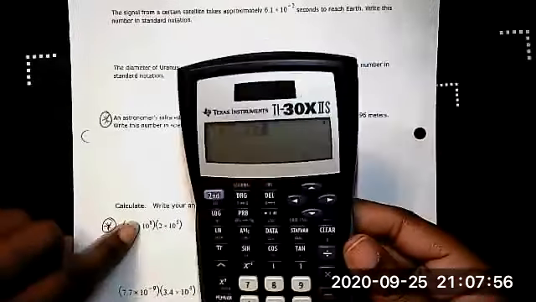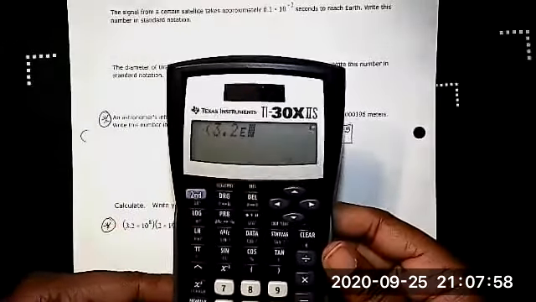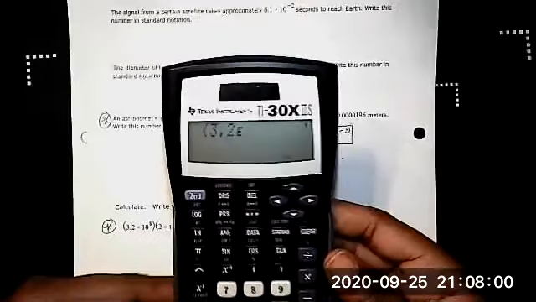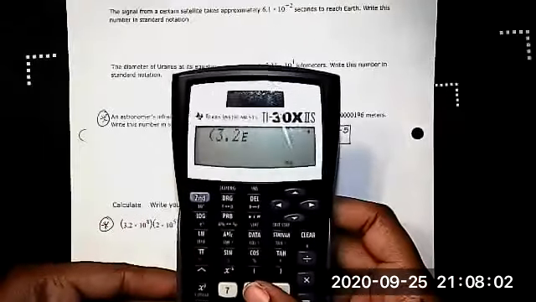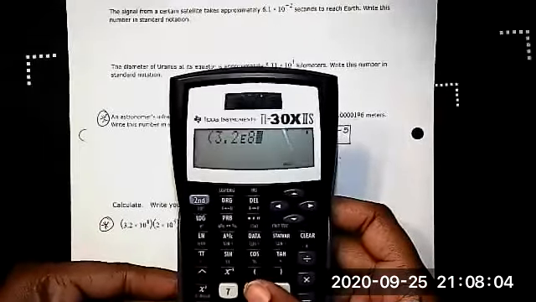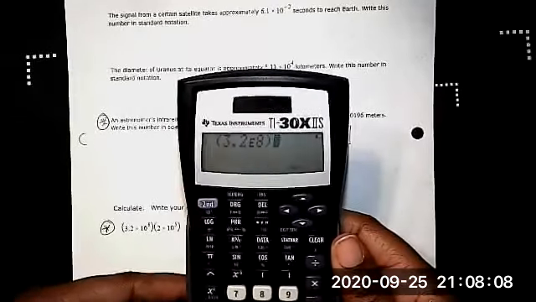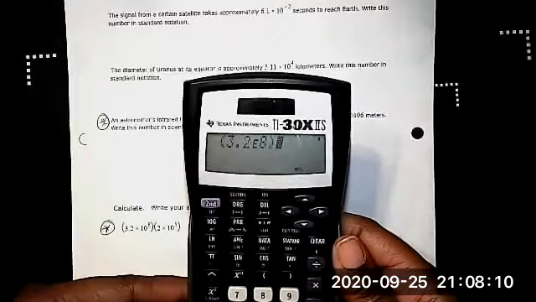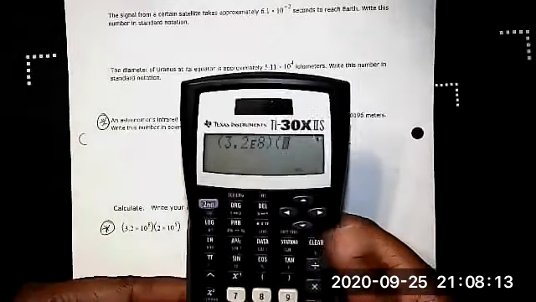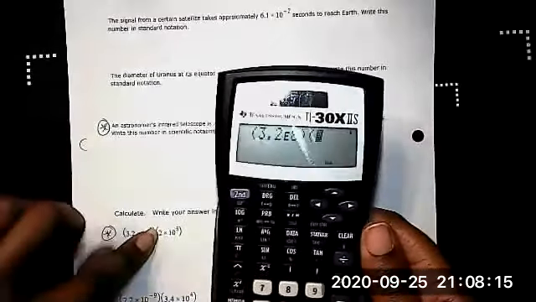And for this particular, after you hit the E, basically what it means is times 10. You're going to raise that to the 8th power, but you're not going to have to push the raise. You just push 8. Okay? So this is how you write 3.2 times 10 to the 8th in your calculator. And then again, I'm going to do it again for the second one.